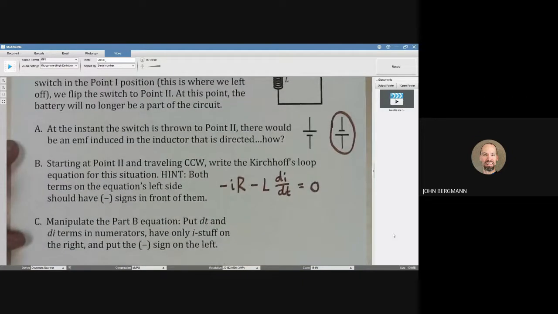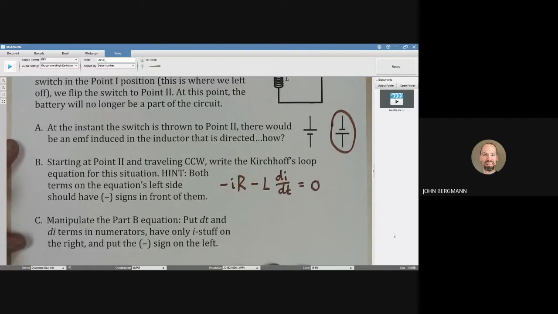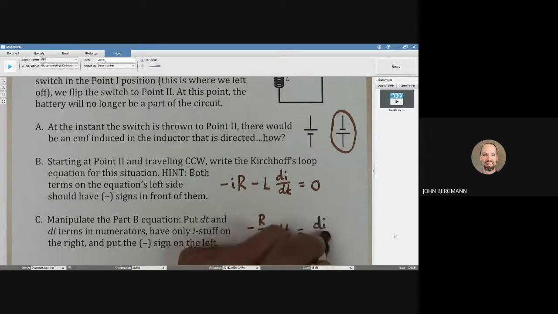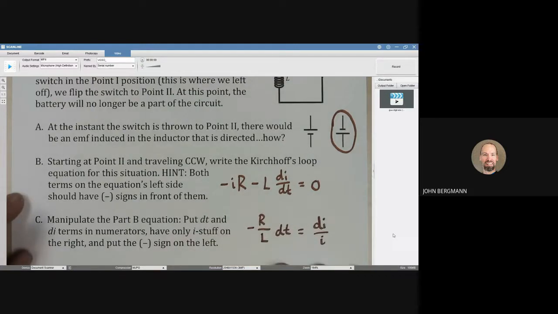Let's manipulate this equation, and this is the first step in solving this differential equation. We notice that it is a differential equation because it has a variable I, and it also has a derivative of that variable I. Let's put dt and di in numerators with only I stuff on the right, and let's put the negative sign on the left. If we manipulate that, we're going to end up with minus R over L dt is equal to di over I. Hopefully we're okay with that. You check it out, but it comes out to be that. I don't want to waste your time.